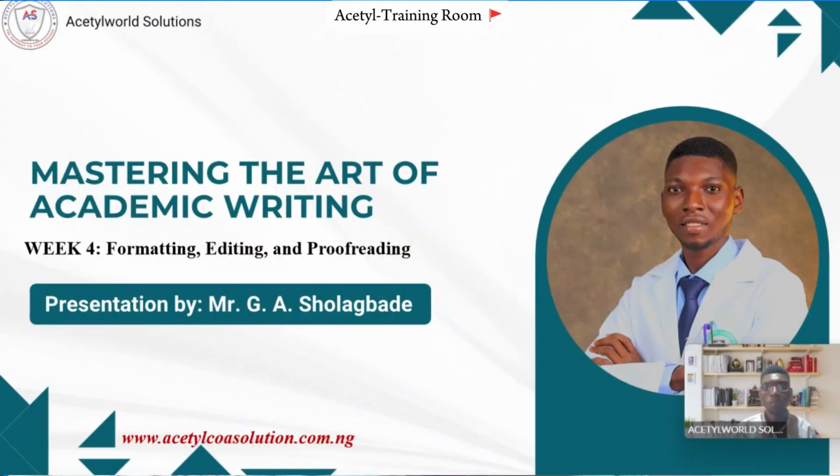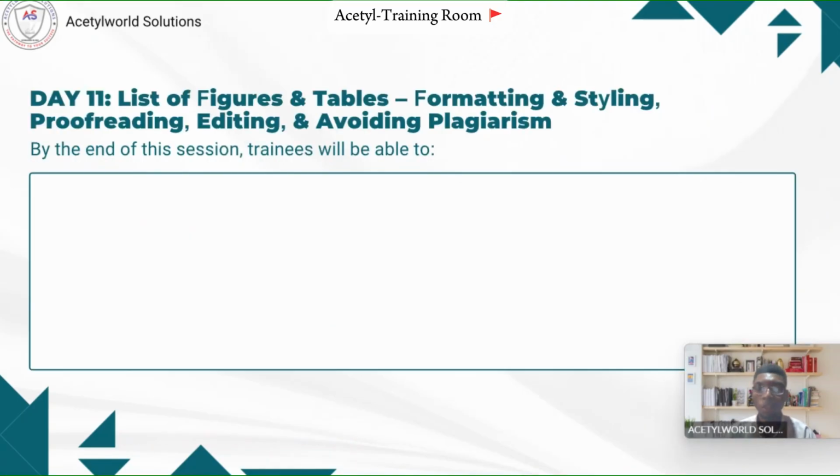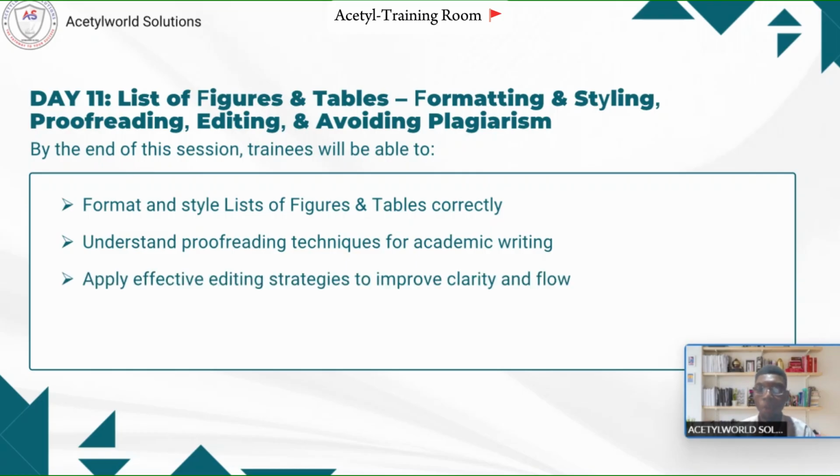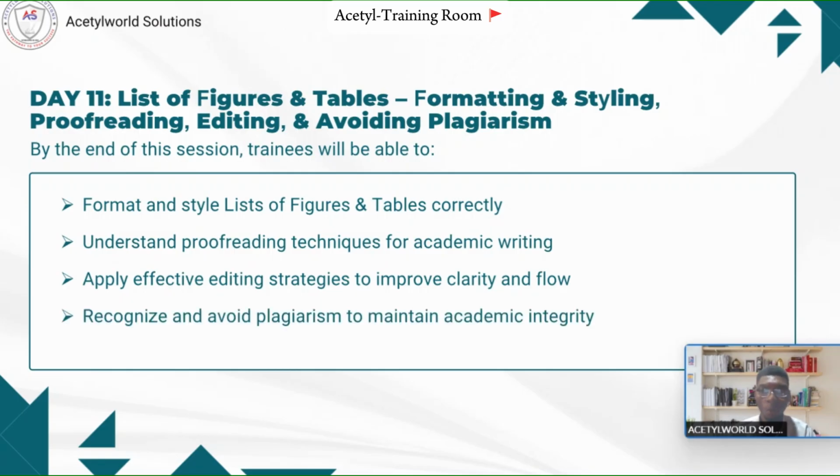These skills are essential whether you are writing a SIWES report, seminar report, thesis, or even preparing for journal publications. So by the end of this section, trainees will be able to format and style list of tables and figures correctly, understand proofreading techniques for academic writing, apply effective editing strategies to improve clarity and flow, and the fourth one, avoid plagiarism to maintain academic integrity.